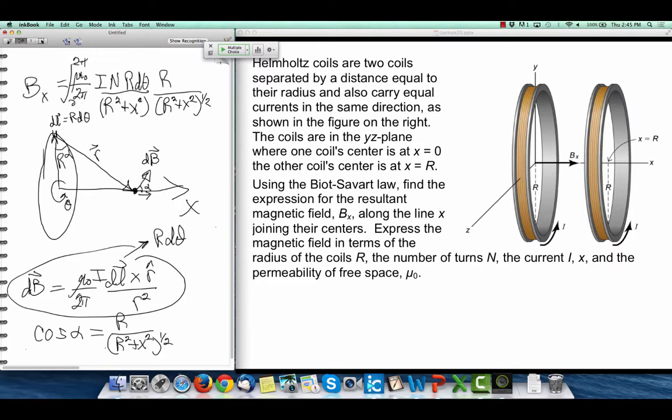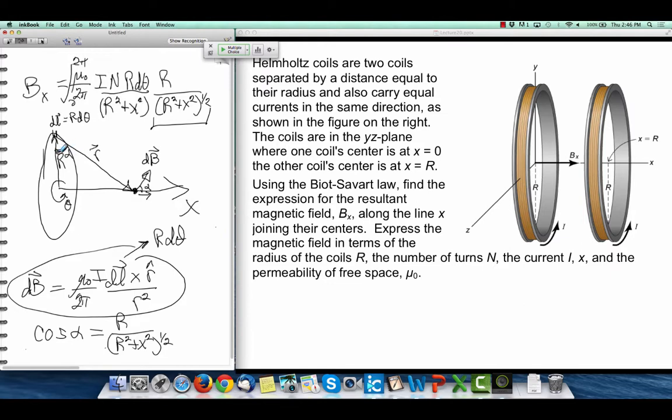Yeah? So cosine of alpha will be, how is it r, isn't it r over the magnetic field at that point for that dl? dB, this is cosine of alpha, I hope. So if this is alpha, is that okay? First of all. r squared plus x squared.